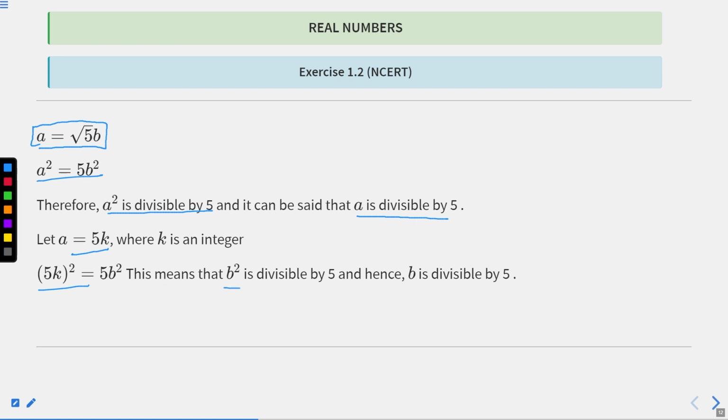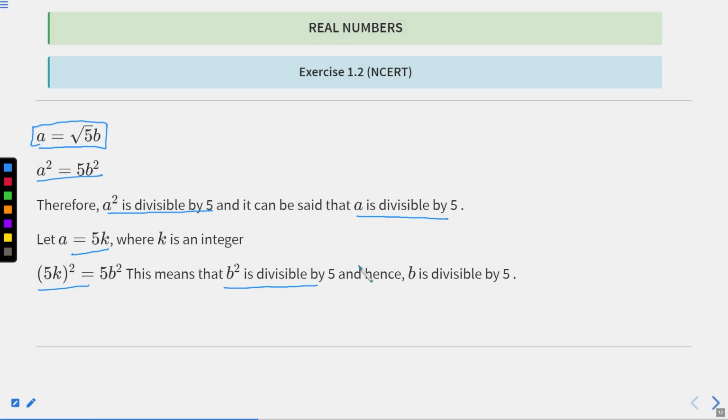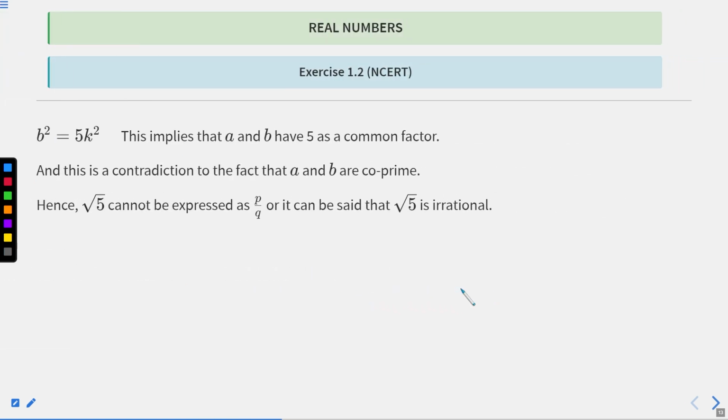This means that b squared is divisible by 5, and by this theorem, b is divisible by 5 also. Now b squared is equal to 5k squared. This implies that a and b have 5 as a common factor, but this is a contradiction to the fact that a and b are co-prime.